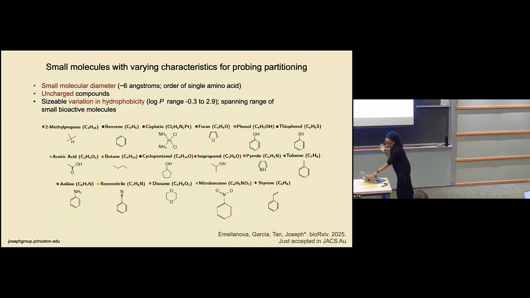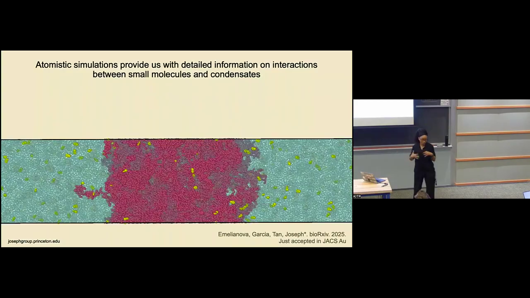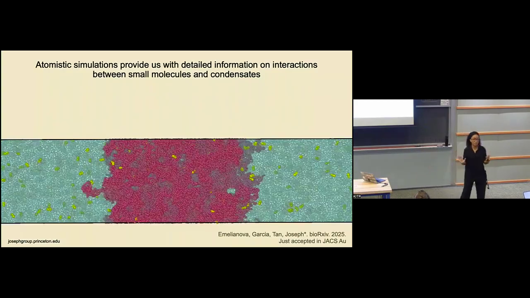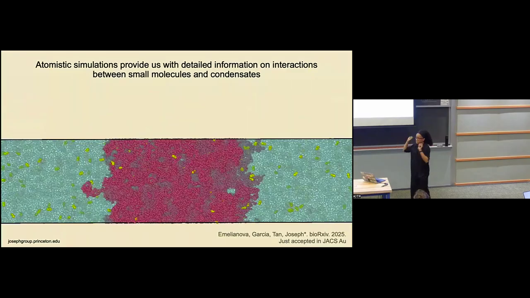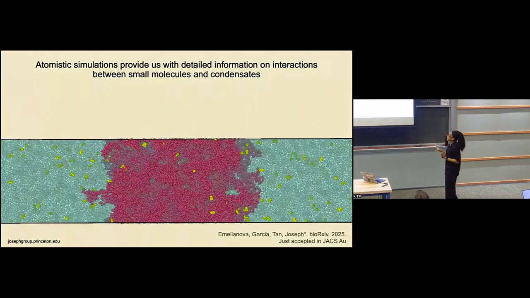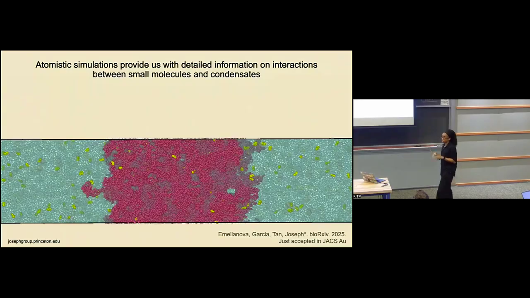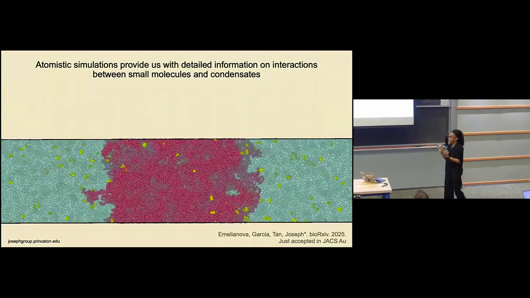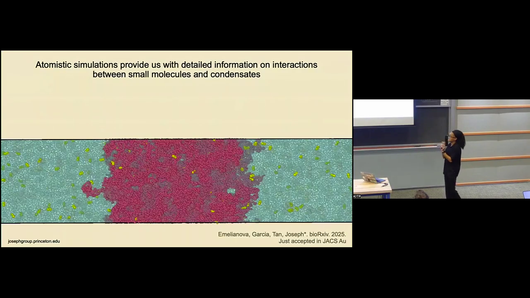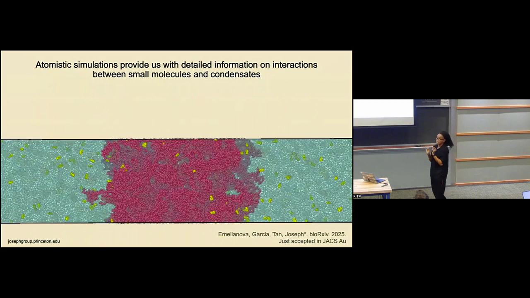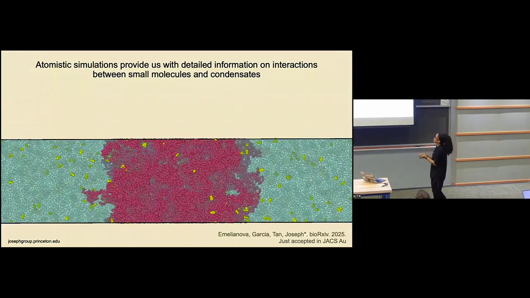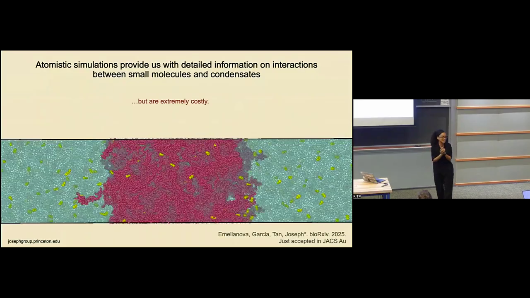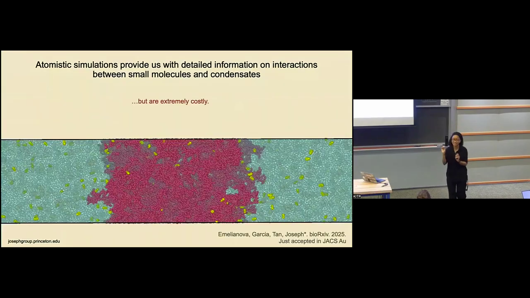And so one might say, okay, the gold standard approach that we would want to look at this problem is by using atomistic simulations. And these simulations are very powerful because they allow us to really have detailed information about interactions between small molecules and condensates. But you heard on Monday from Ben Salk that these simulations are extremely costly.